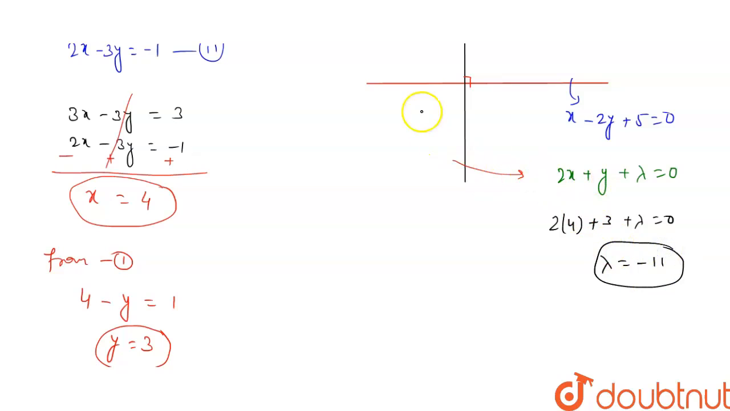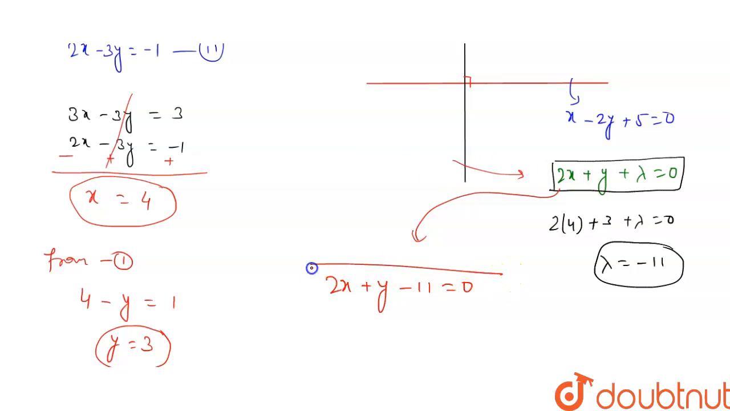So our actual equation of this line will be 2x plus y minus 11 is equal to 0. And this will be our final answer.